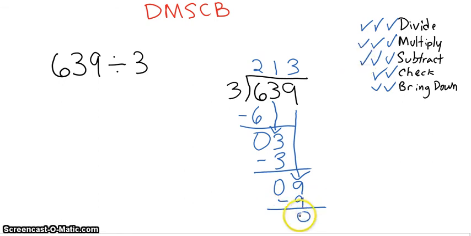We have no remainder. So yeah, we can check. Obviously 0 is less than 3. We have nothing left to do, nothing left to bring down. No remainder. And we've checked that over. There's nothing to bring down, so everything is complete. And 639 divided by 3 equals 213. And that is how you divide.